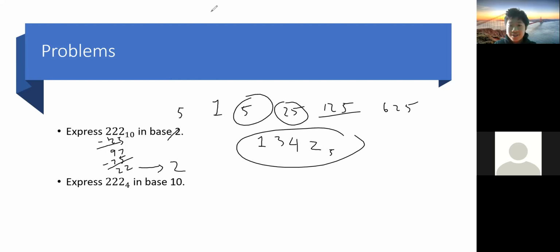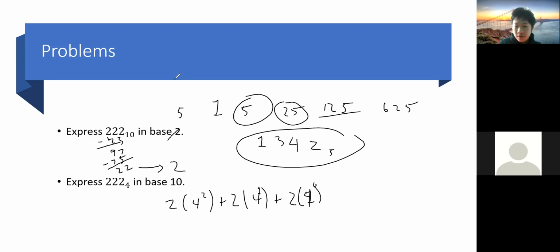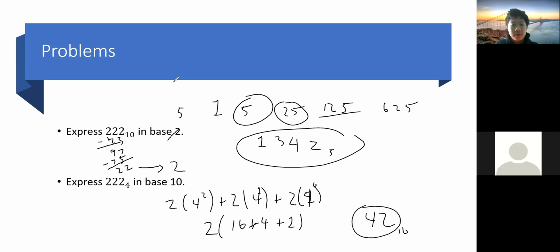Next one's a lot easier, actually. You guys need to convert this to base 10. We have 2 times 4 squared plus 2 times 4 plus 2 times 1. Or basically, this is 4 to the 0. This is 4 to the 1. That's basically how it works. So basically, we can factor out the 2. Let's make something easier. The inside is 21, so this is 42. Base 10. Any questions?